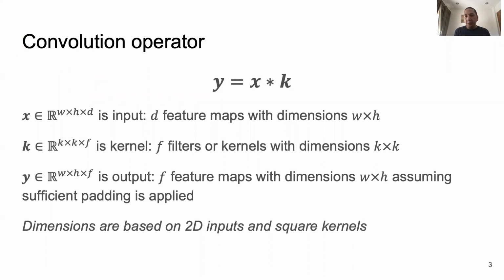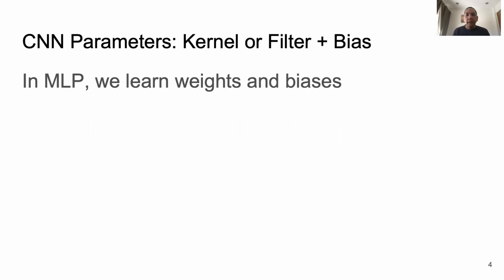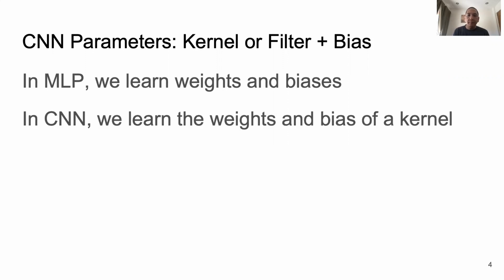Mathematically, we express the convolution operation with the star notation. In this example, our input feature is x. Using a kernel k, we perform a convolution operation. The output feature is y. In MLP, we train our models to learn the optimal weights and biases, which we collectively call parameters. In CNN, we train our models to learn the optimal kernel weights and bias, which we also call parameters.